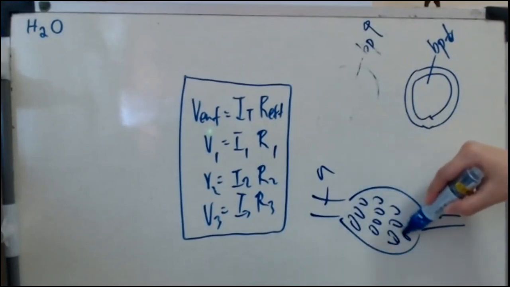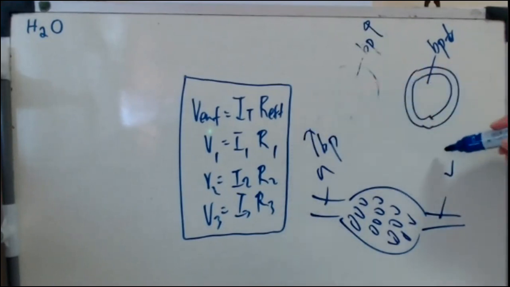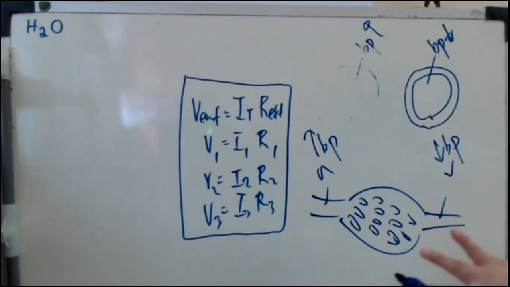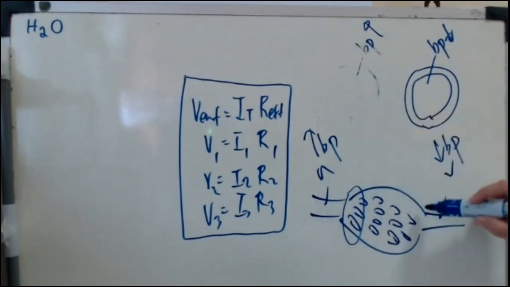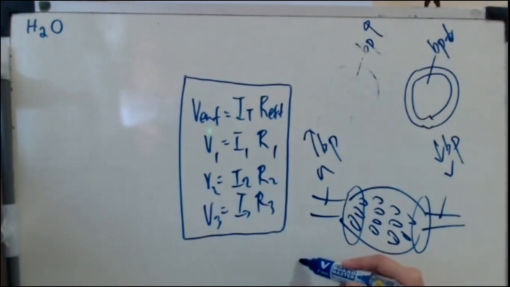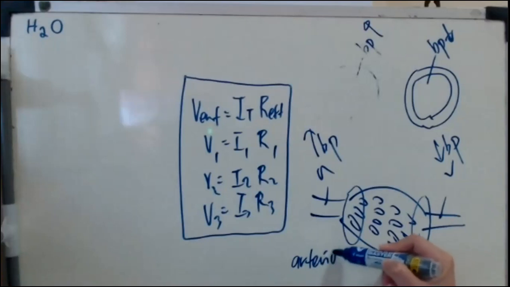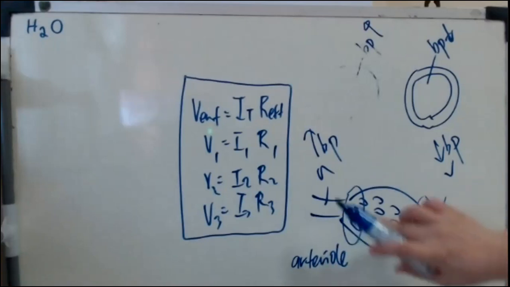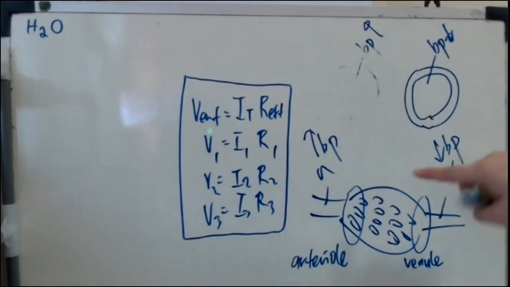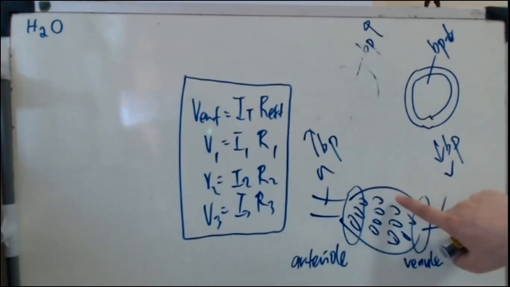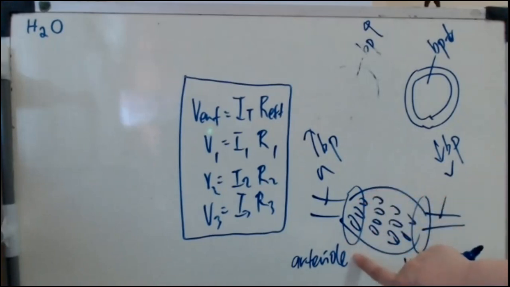Remember, artery has high blood pressure, right? Vein has low blood pressure. So how about the blood pressure of the capillary? The blood pressure of capillary is higher near the arterial end, while it is lower near the venule end. You might be wondering what is arteriole. Arteriole is a smaller branch of artery, venule is a smaller branch of vein. So the blood pressure in the capillaries is higher near the arterial end and lower near the venule end.